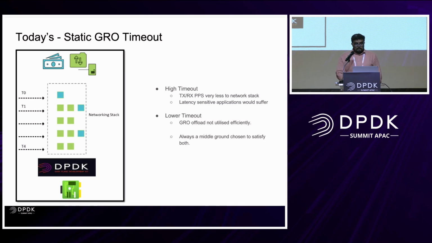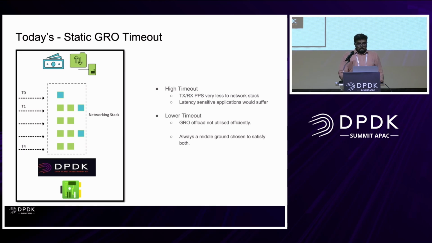So even though the packets from the green application could have been coalesced for some more time, and could have had a better GRO optimization, because of the latency requirement of the other application, we had to set up a GRO timeout that is viable for both these applications. So we always choose a middle ground when choosing the GRO timeout.